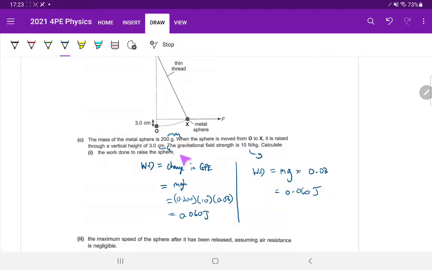But I think this question more clearly highlights this idea that work done is a measure of change in energy. So the work done to raise is the amount of energy changed during this from O to X. Okay, so it's change in GPE.